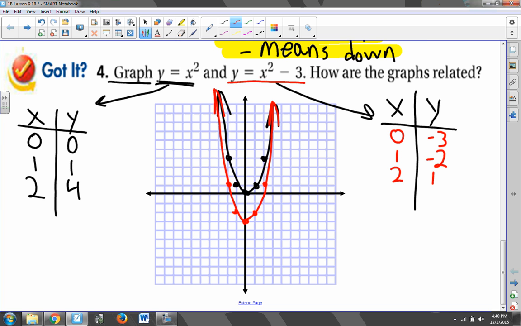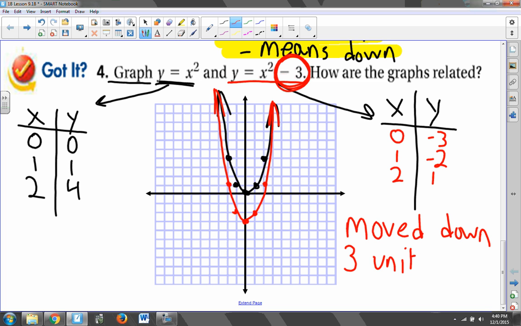And so what have I done to y equals x squared to get here? Well, I minus 3, which means moved down 3 units. Okay? If you did not get moved down 3 units for either of those two graphs, please make a note to ask me that in class tomorrow.